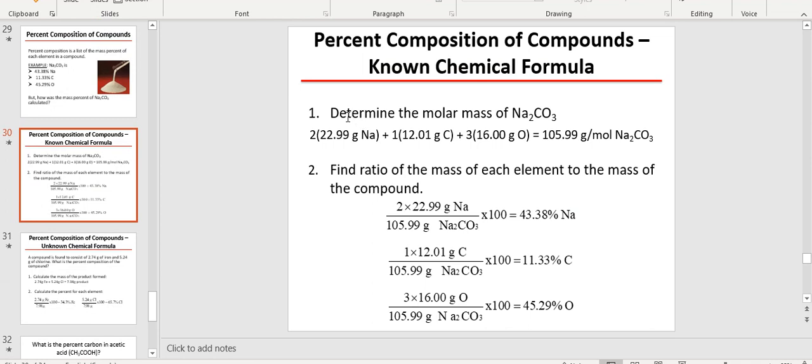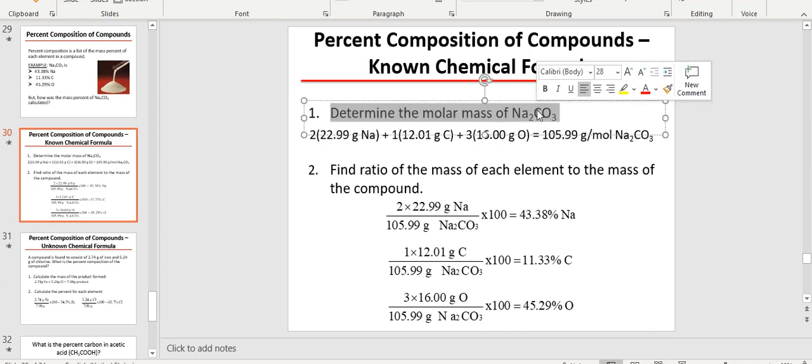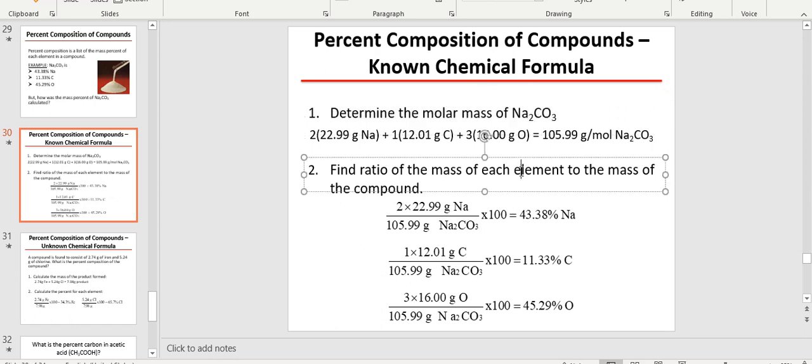First of all, I need to determine the molar mass of sodium carbonate. Well, you've already got this skill. How do I make the molar mass of sodium carbonate? Well, there's 2 sodiums times 22.99 from the periodic table, plus 1 carbon at 12 grams. I've got 3 oxygens at 16. You add them all up, you get 105.99 grams per mole. So the molar mass of sodium carbonate is basically 106 grams per mole.